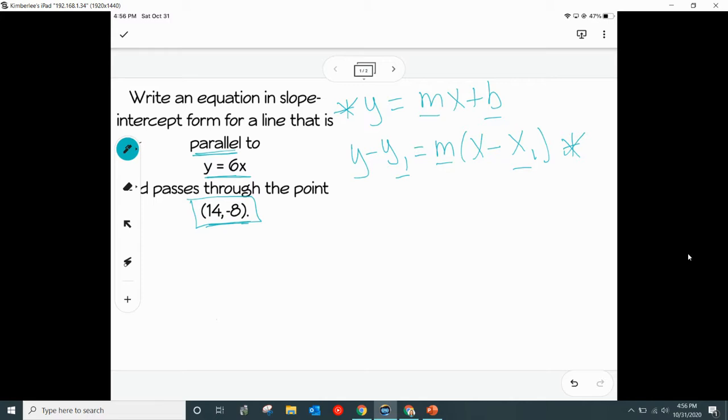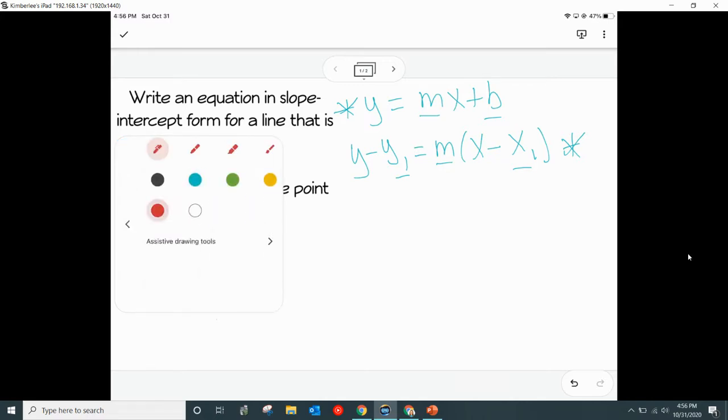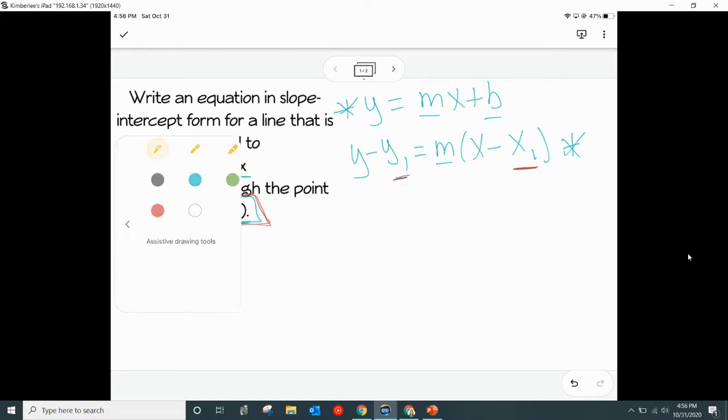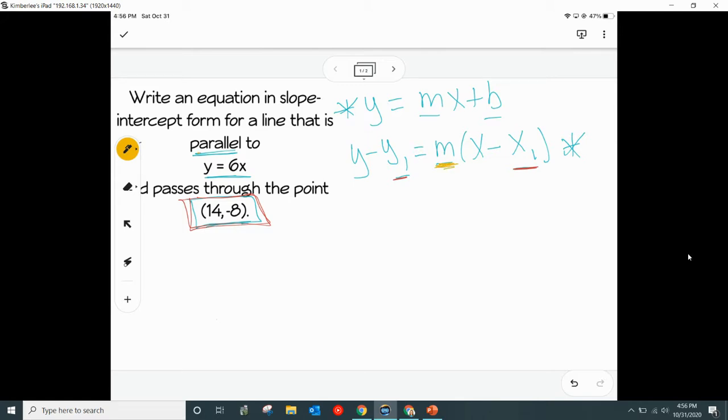Okay, so we need to know our point to use point slope form. Let me grab another color here. So you got to have a point. That's the coordinates here. So that would be this piece, our point. We're going to use it to fill in those pieces. And then we also need to have our slope. Well, we've got to find the slope from what they're telling us here. They told us that we need one that's parallel to this equation here, y equals 6x. Well, if it's going to be parallel to this one, remember, parallel lines have the same slope. That's what that means. So parallel lines have the same slope.